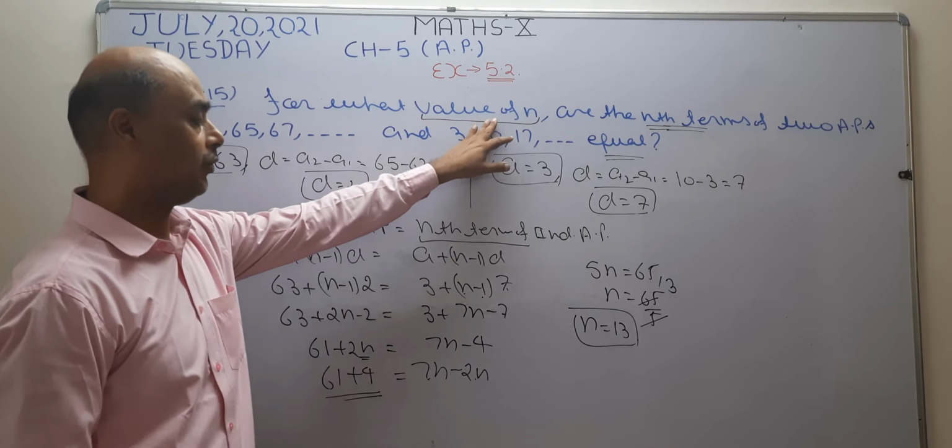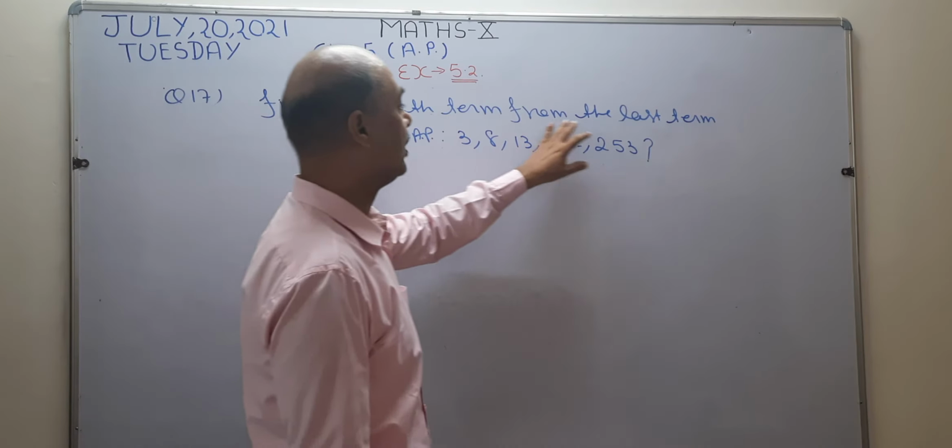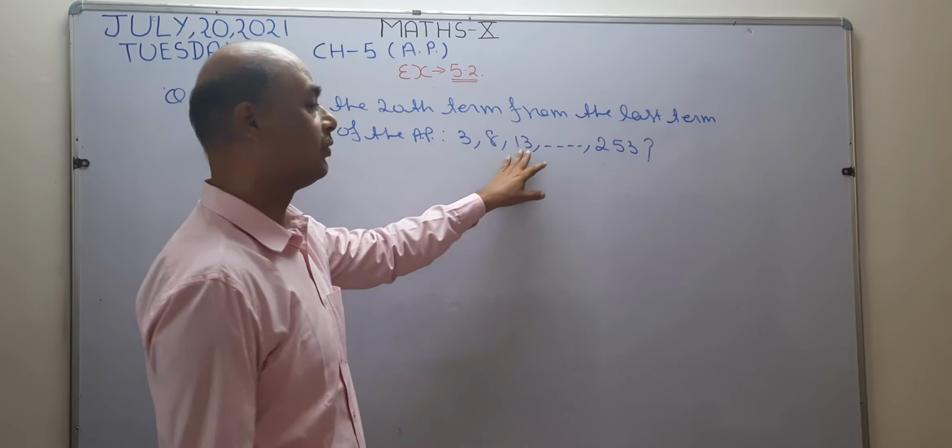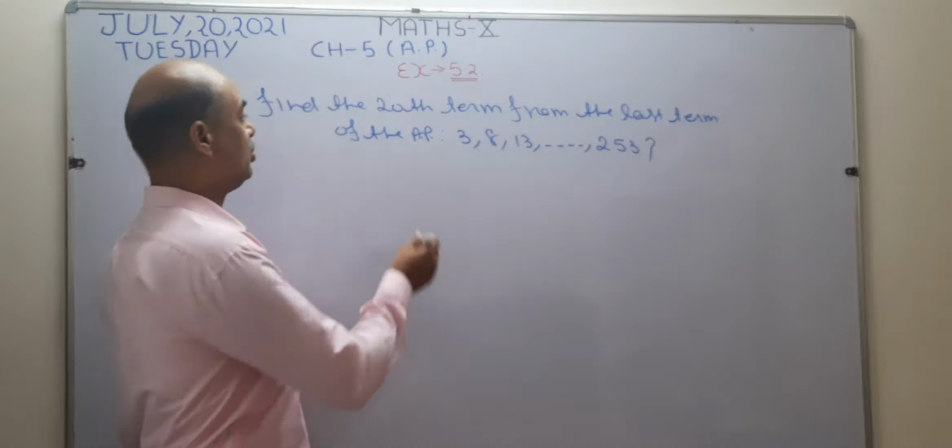Now I want to solve question number 17 of exercise 5.2. Find the 20th term from the end of the AP. An AP is given. This is not a simple question. See what is given: the 20th term from the last term of the AP. It means we are going to start counting from the end of the AP.